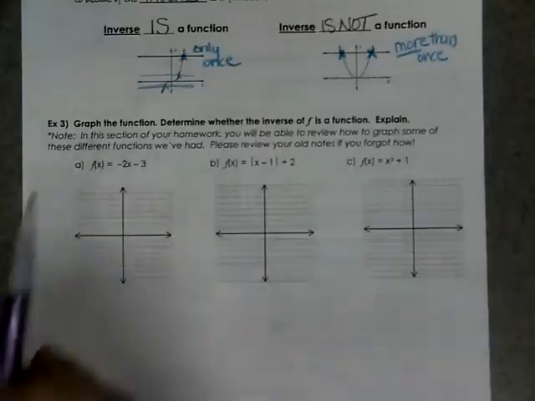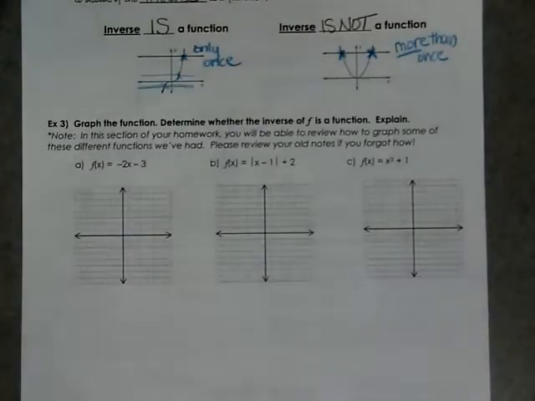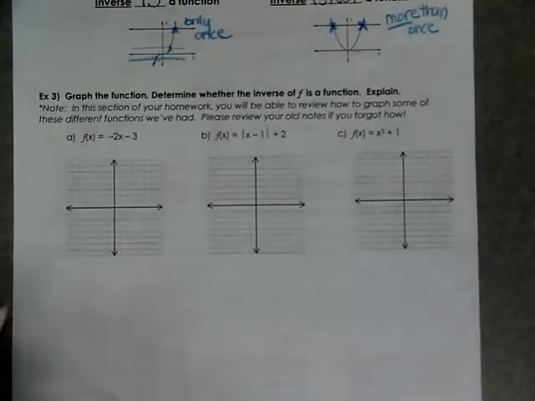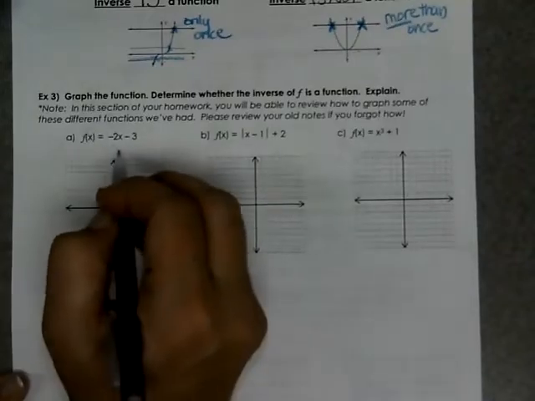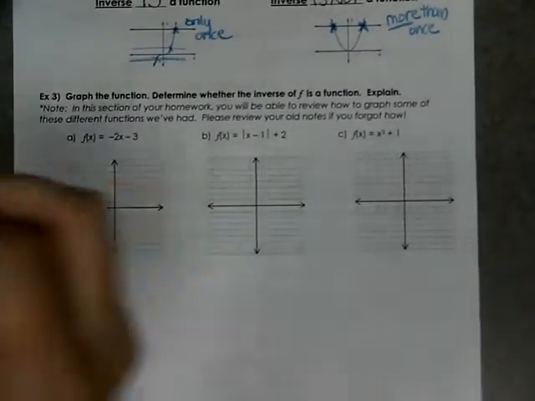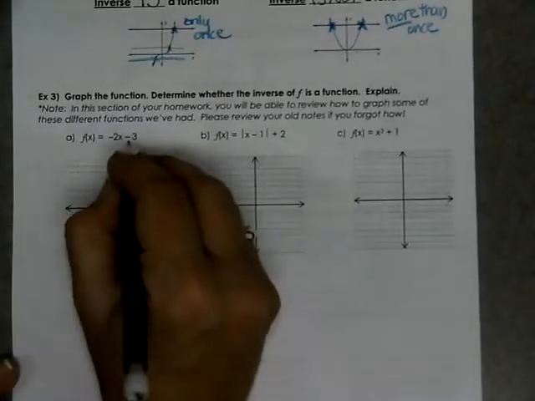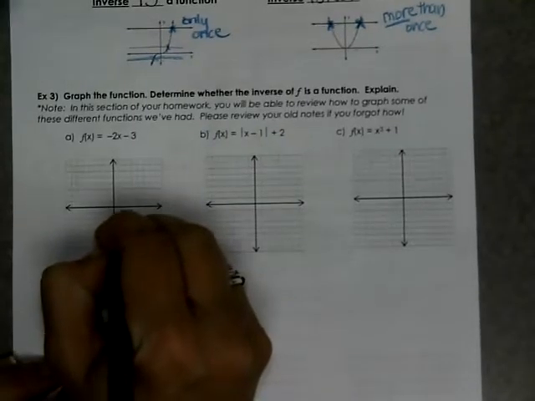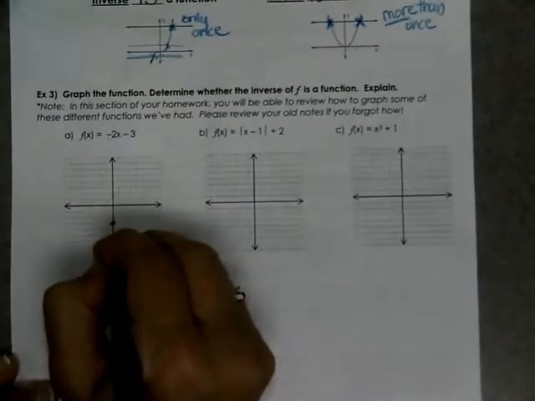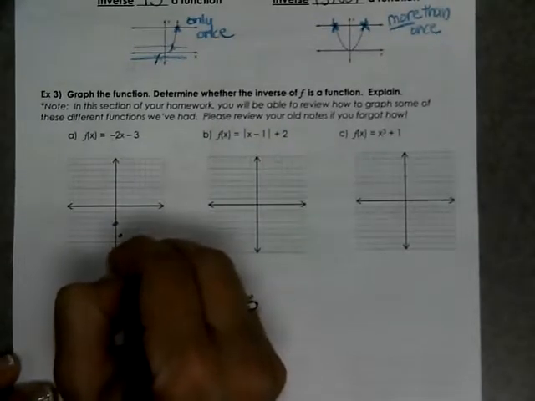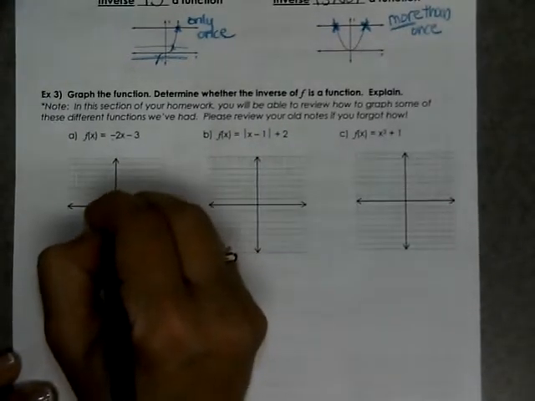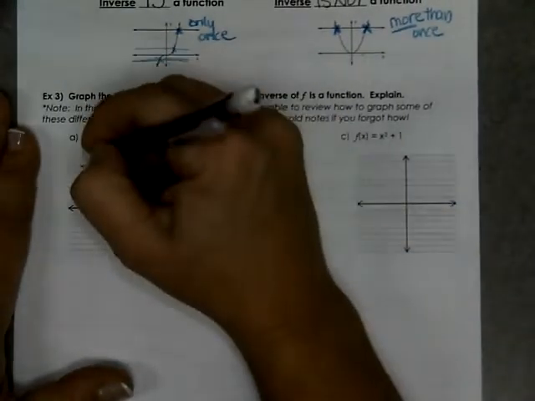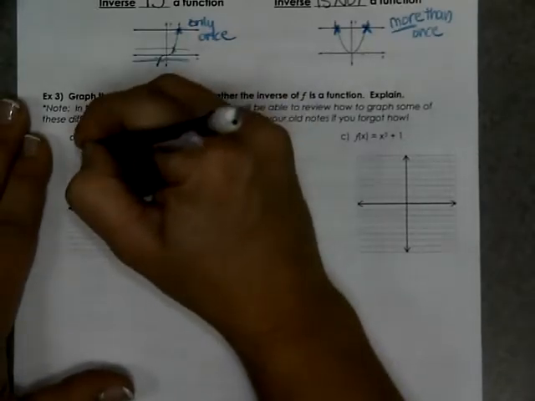Okay? And in this section of homework, you'll be able to review how to graph some of the different functions we've had. And so go ahead and look at your old notes if you forgot how to do those. Well, letter A, hopefully none of us forgot. f of x equals negative 2x minus 3. So let's graph that function by, remember we start by graphing the y-intercept, 0, negative 3. And a slope of negative 2 means we would move down 2 to the right 1. And then I can also go up and to the left to make more points. Okay. So I'll connect these points.